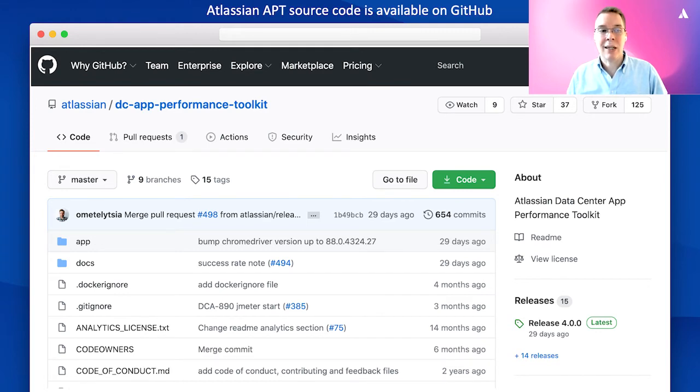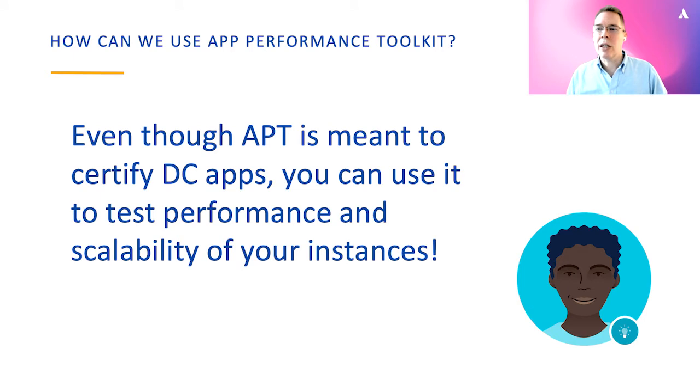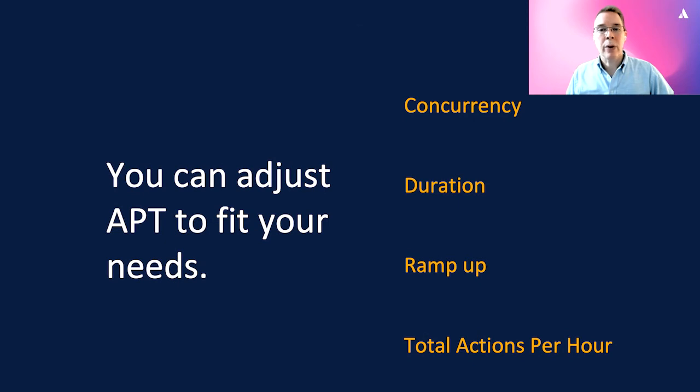Now that you know what APT is, let's discuss how you can use APT for your instance performance and scaling testing. We can use this plugin certification test tool for our performance and scaling test purposes. APT can be scaled up or down to simulate the size of your instance. The data center performance test requirements have host and node configuration specifications, but you can use these variables to adjust it to your needs. It is highly recommended to use similarly configured staging environments with a copy of your production data.